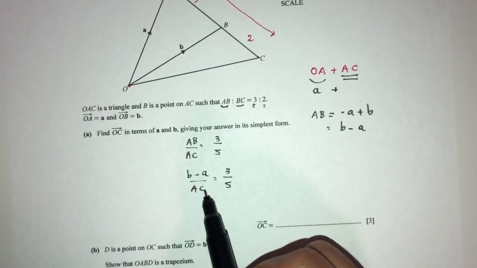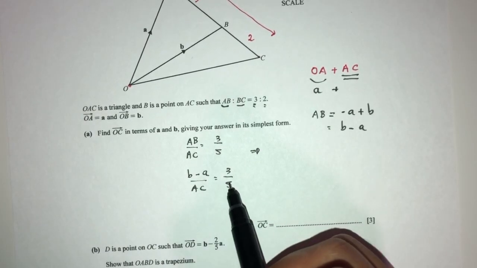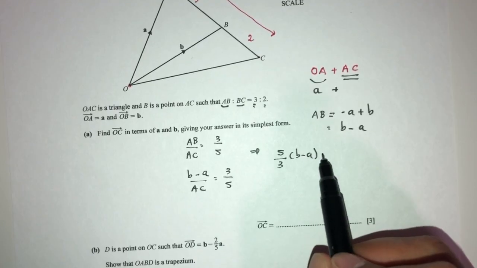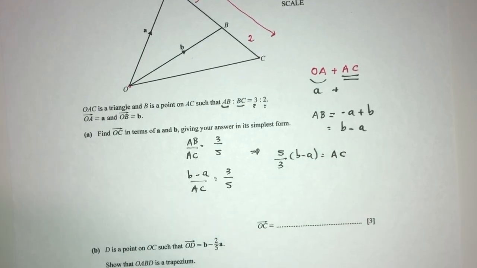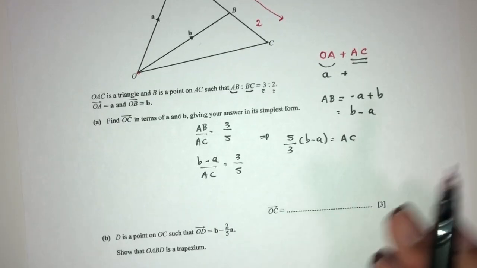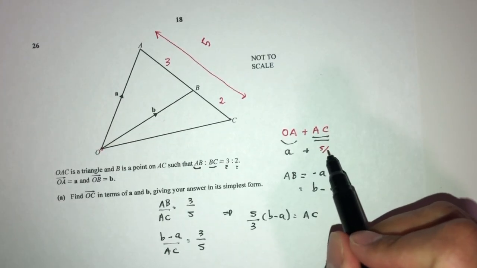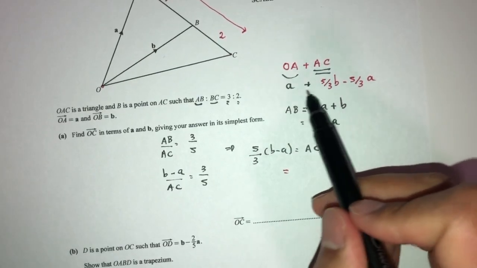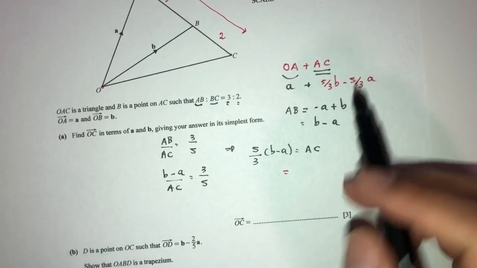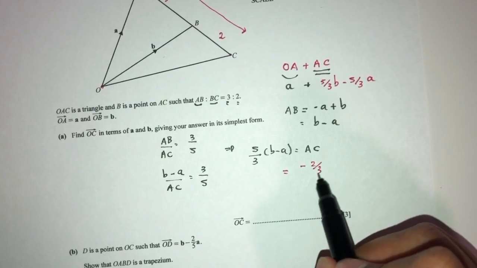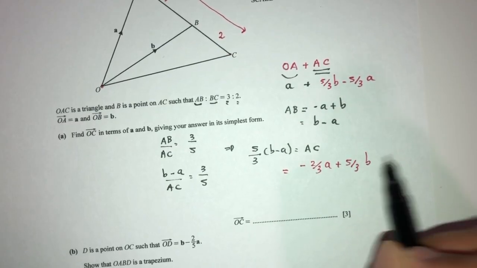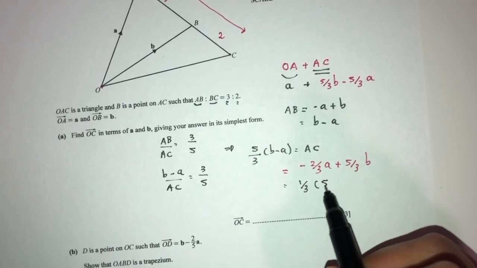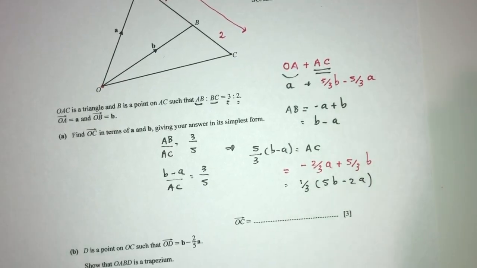We can just cross multiply. Send this over here, you will have 5. Send this over here, you will have over 3 times B minus A, which will give you the value of AC. Now obviously replace everything back in your main equation. That will become 5 over 3B minus 5 over 3A. So finally, this will give you A minus 5 over 3A plus 5 over 3B, which becomes minus 2 over 3A plus 5 over 3B. We can factorize 1 over 3 outside. You will have 5B minus 2A. This will be the value of OC.